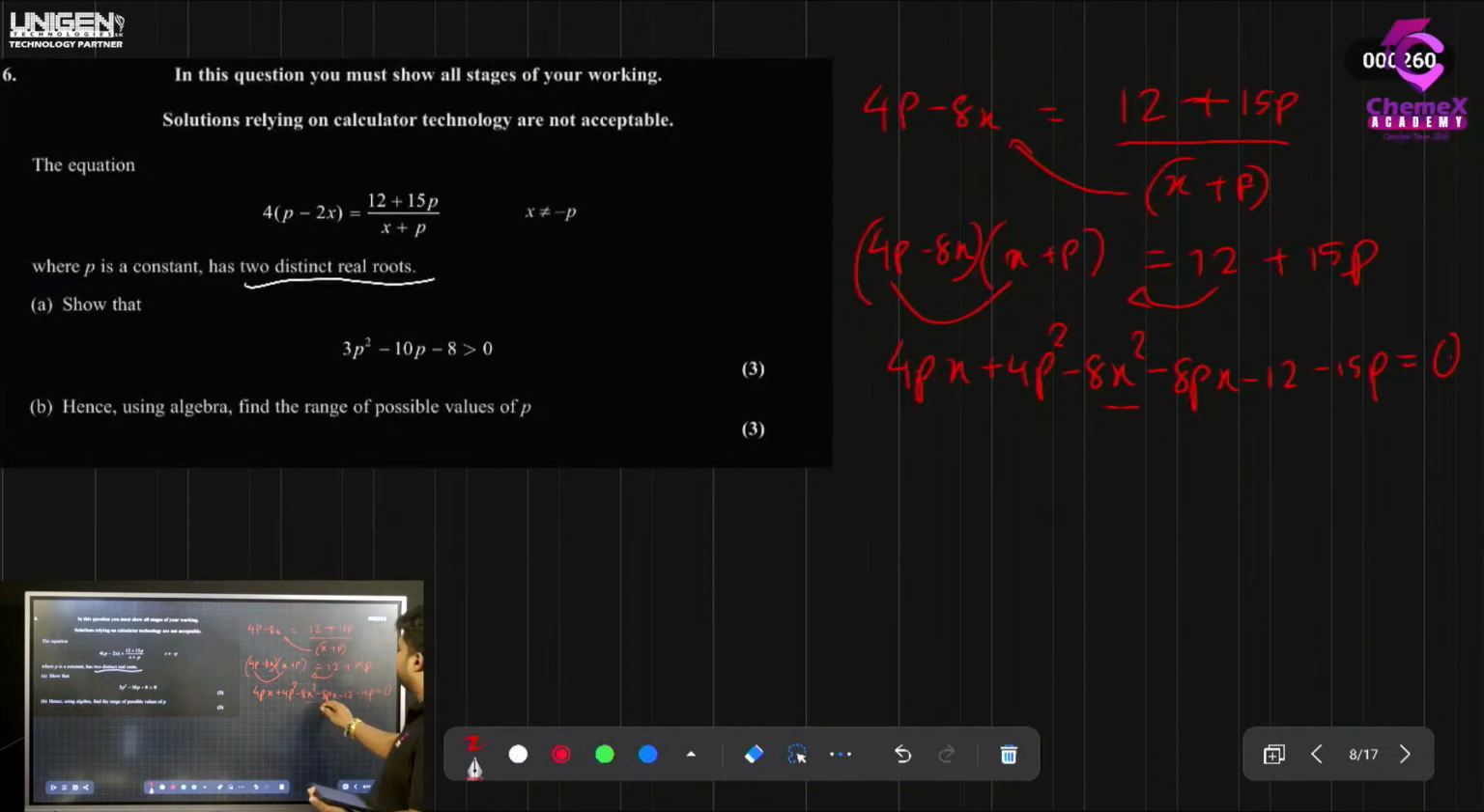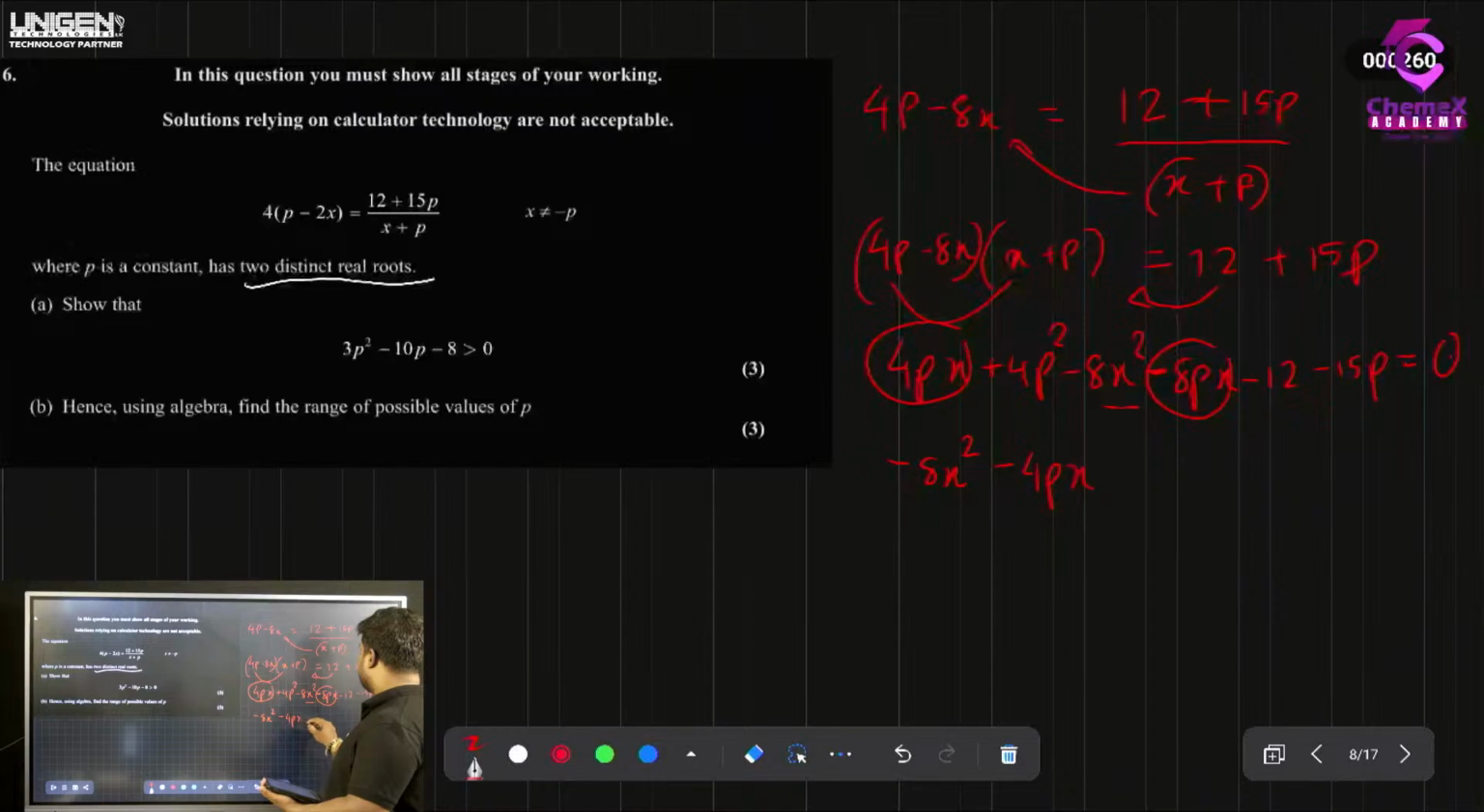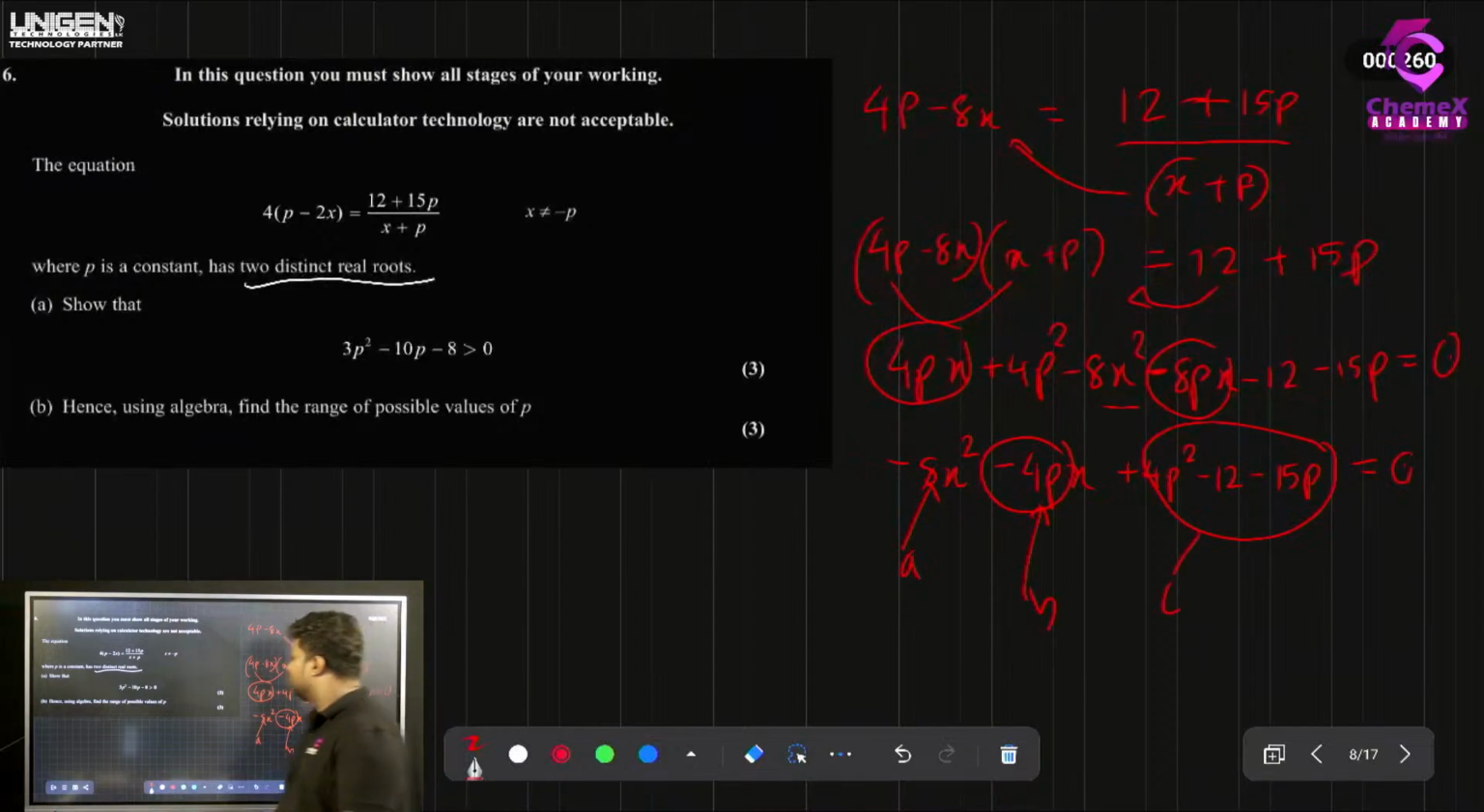So then I'll take minus 8x squared, and the terms with x I'm taking together. So it's going to be minus 8 plus 4, that's going to be minus 4px. Then the numbers: plus 4p squared minus 12 minus 15p. So this is the numbers. So this is A, this is B, and this is C. Are you okay with that?